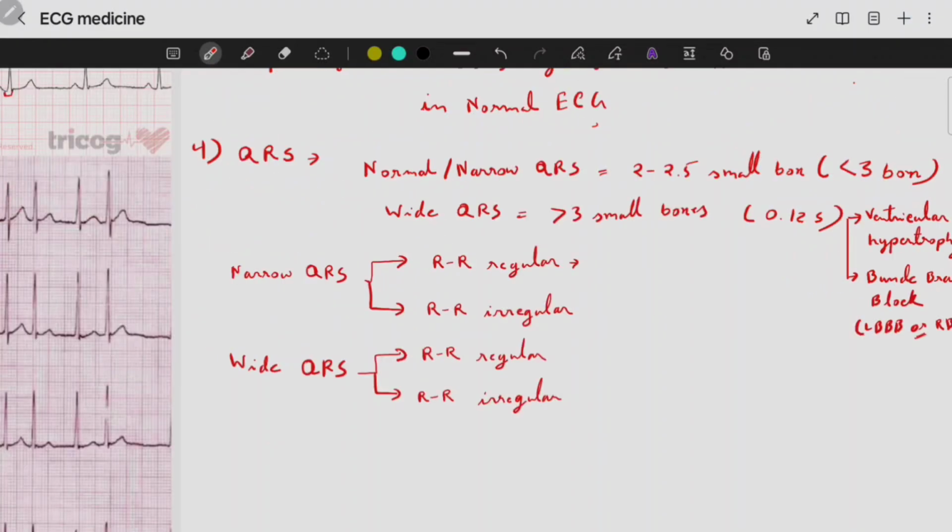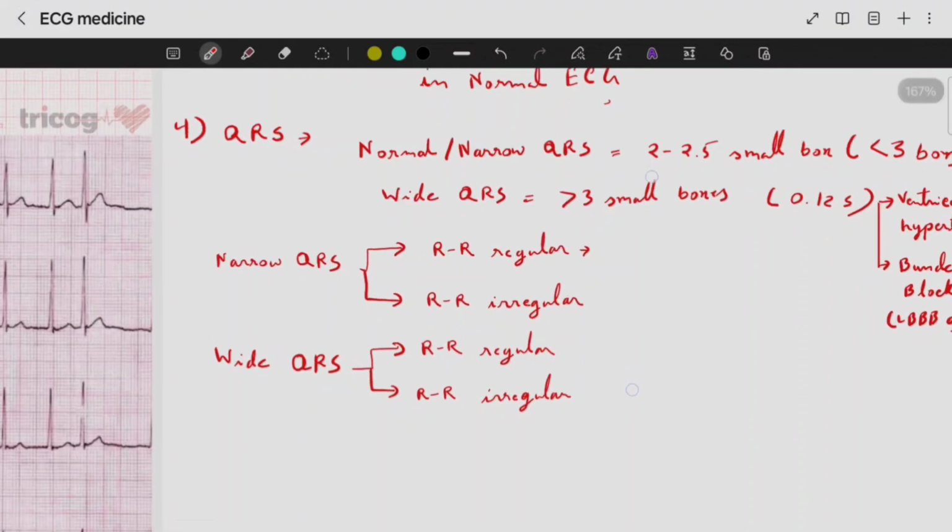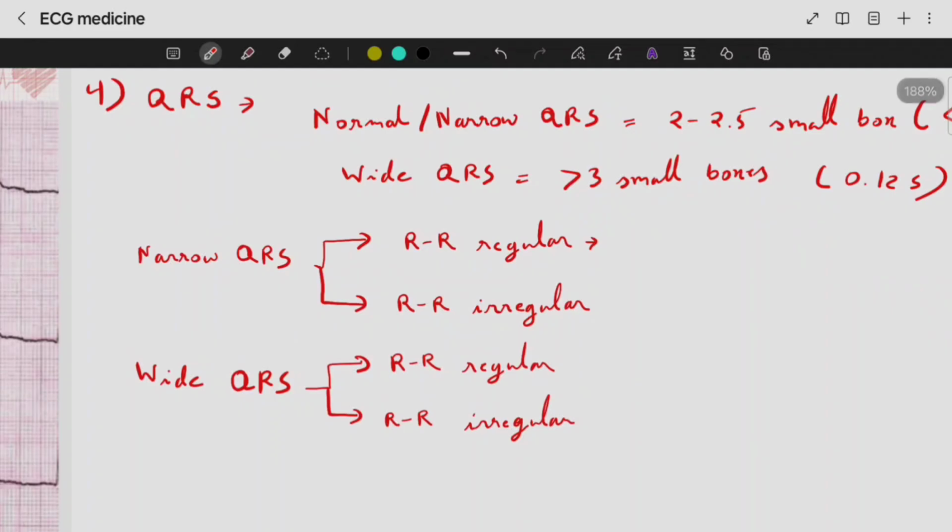Now one more thing, narrow and wide QRS complex are two types. One is narrow QRS complex with regular RR interval and irregular RR interval, and also in wide QRS complex there are regular RR interval or irregular RR interval. The cause of regular RR interval with narrow QRS complex is sinus tachycardia, and irregular RR interval is maybe due to atrial fibrillation or atrial flutter.